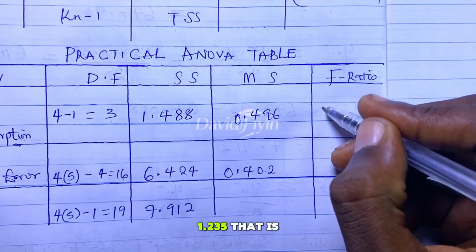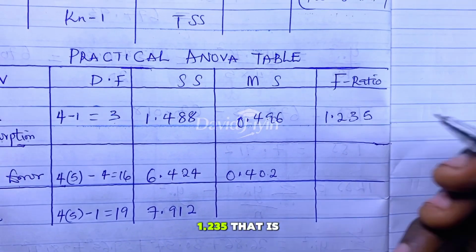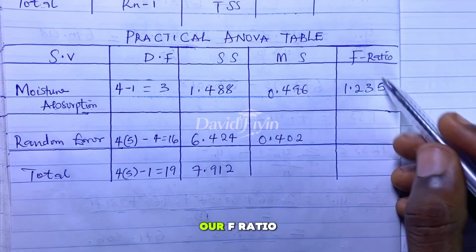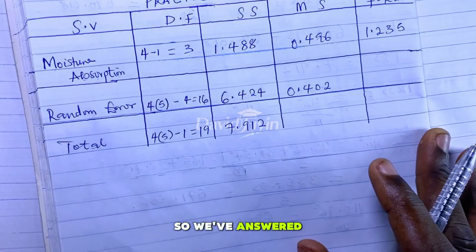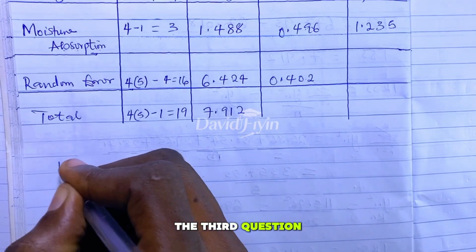So we have 1.235. That is our F ratio. And remember that our F ratio is a test statistic. So we've answered the second question. Now, moving on, let's go to the third question.